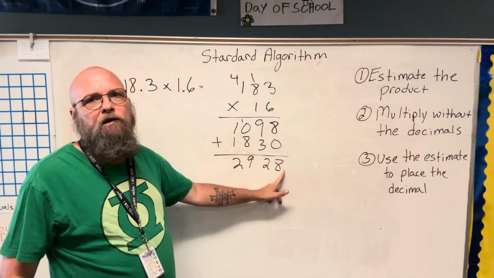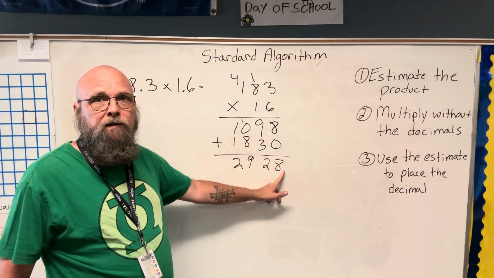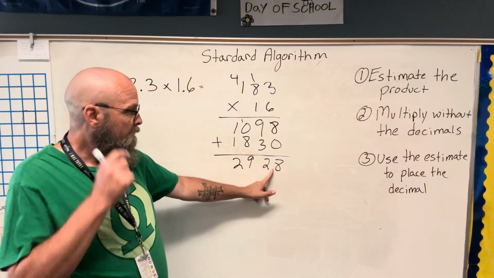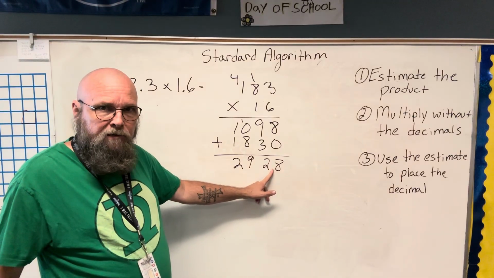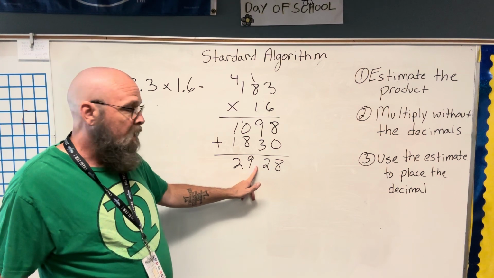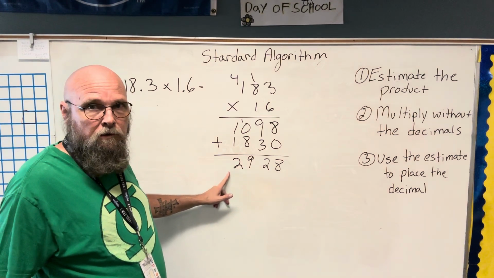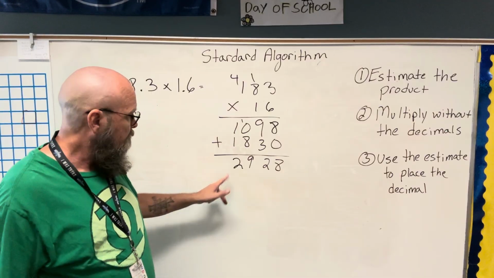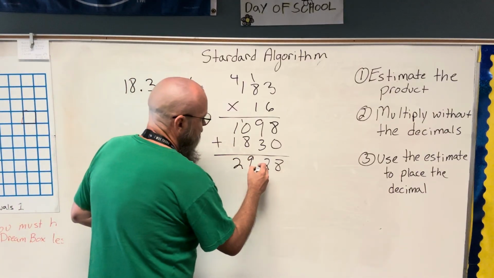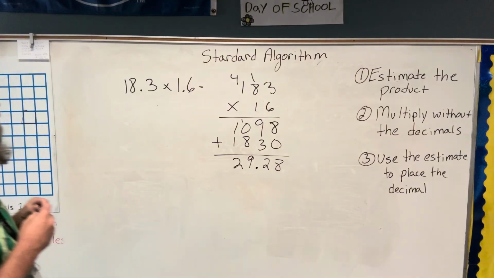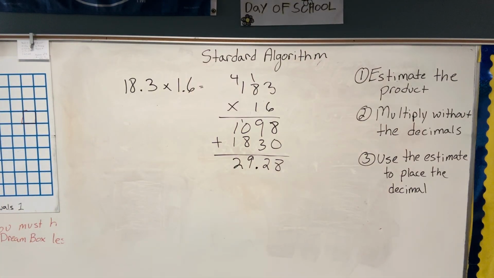My answer cannot be 2,928. My answer cannot be 292 and 8/10, 29 and 28/100, 2 and 928 thousandths, or less than 1. Well, the only one that falls in my range of my estimate is 29 and 28/100.